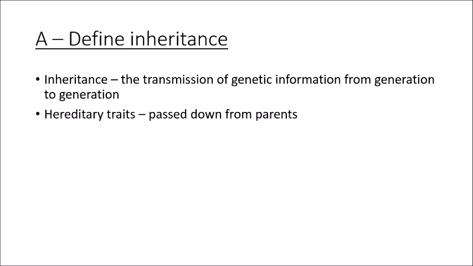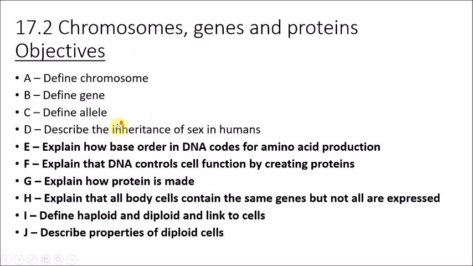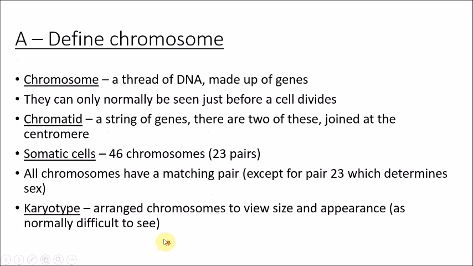So inheritance is simply the transmission of genetic information from generation to generation. So taking those hereditary traits like eye colour or hair colour and passing them from parents to offspring. Okay, so the next subtopic is quite a lot more we need to talk about, but it's all very simple.